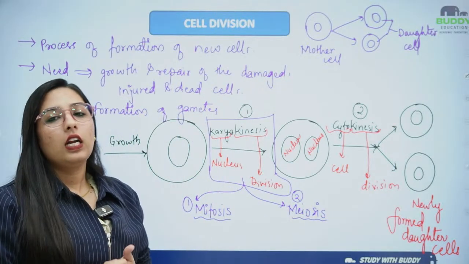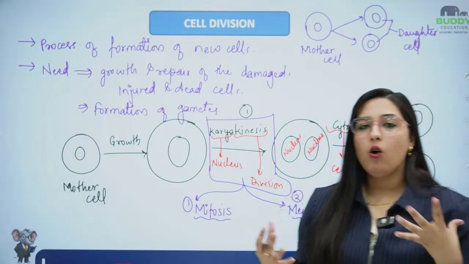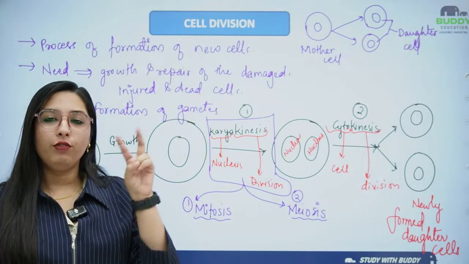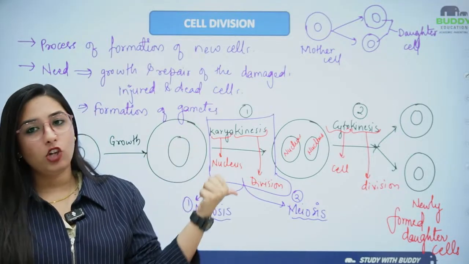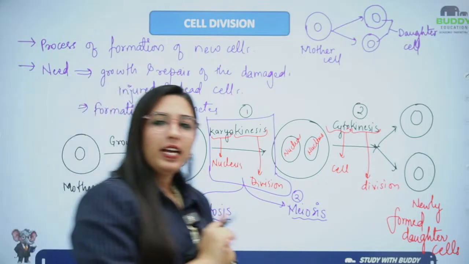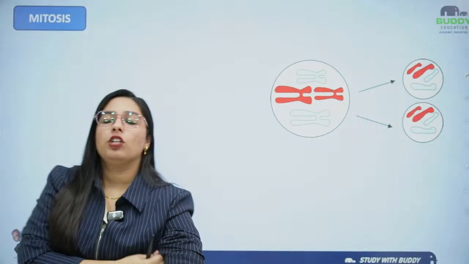Okay, these are basically the two types of karyokinesis, how the division of nucleus is happening in a cell. Those are of two types: one is mitosis and the other is meiosis. Let's learn deeply about these two types. First is our mitosis division or the mitotic division.